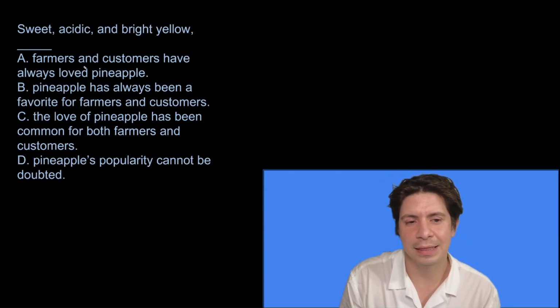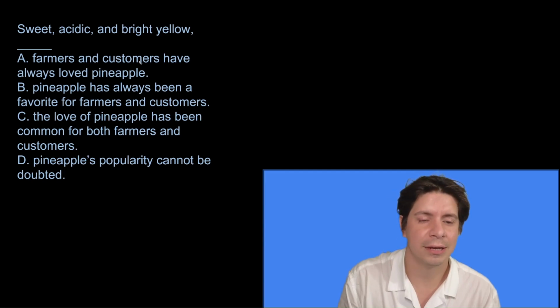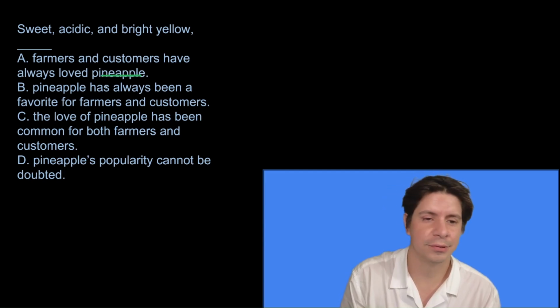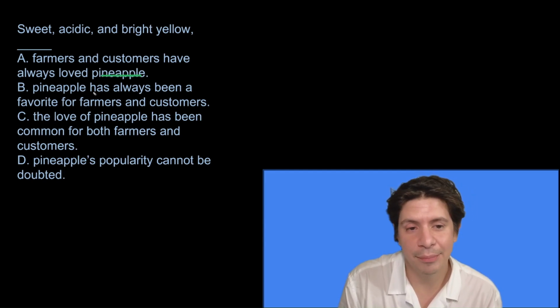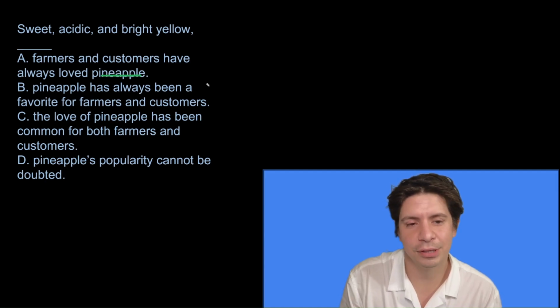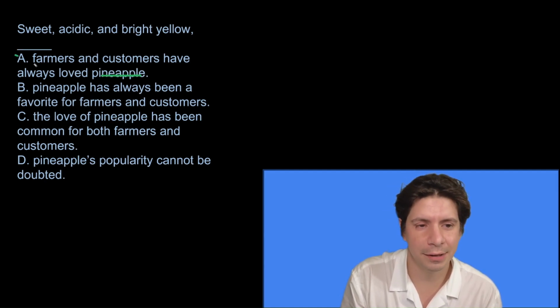That doesn't totally make sense, right? Because I don't think they're the sweet, acidic, and bright yellow things. It would make more sense that pineapple is. B, pineapple has always been a favorite for farmers and customers. That makes more sense. Even though this is written in passive voice, it's still better than A because it's not a dangling modifier.